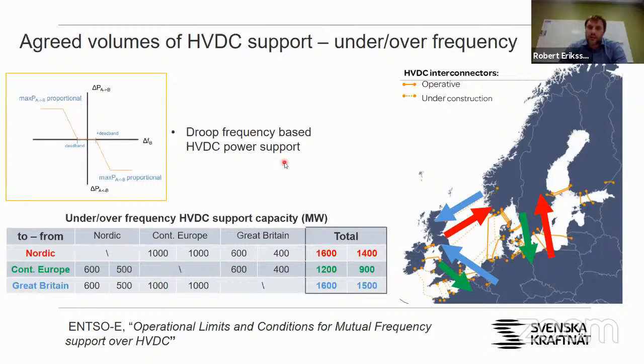And in this study, we were simulating how much in total power you can exchange between the different synchronous areas without deteriorating the frequency too much. And for the Nordic countries, for under frequency, there is a support of maximum 1,600 megawatts from UK and from the Central European system. And for over frequency, it's 1,400. And similarly, we have for the continental European system and for Great Britain, how many megawatts that can be exchanged. So this is under implementation. So soon we will have this implemented on the HVDC links connecting the synchronous areas.